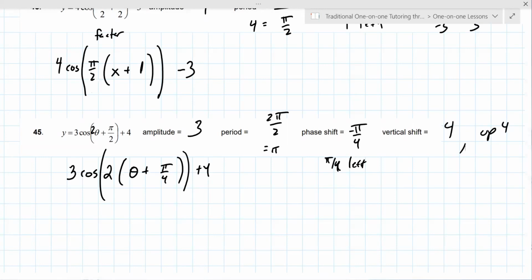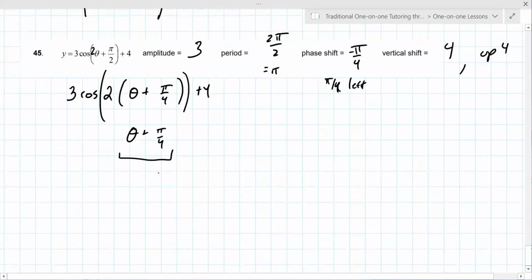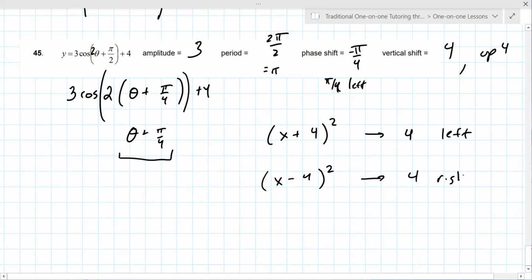Can you explain the phase shift again? Yeah, so see how it's theta plus pi over 4 here? If it were in a quadratic, x plus 4, you would tell me that this is 4 left. And if it was x minus 4 squared, you would tell me that it's 4 right, because you know this really well. The same rules apply here. This is pi over 4 left because it's plus. It's weird, it's backwards, but that's the way it is.